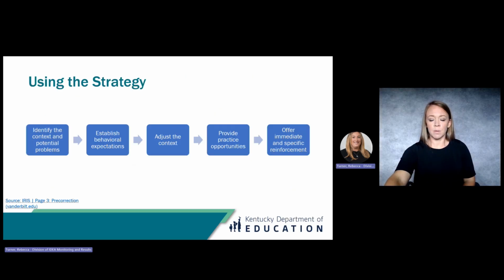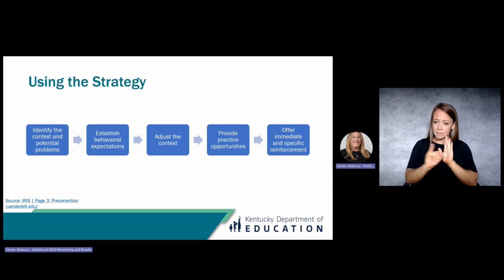This framework for planning pre-correction strategies from the IRIS Center guides us through a thought process for pre-correction. First, identify potential problems. This may be a particular setting, time, or activity. Next, establish expectations for behavior. Review expectations for the potential problem prior to beginning it.